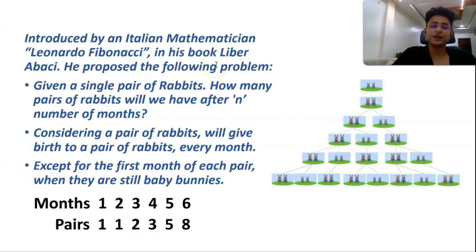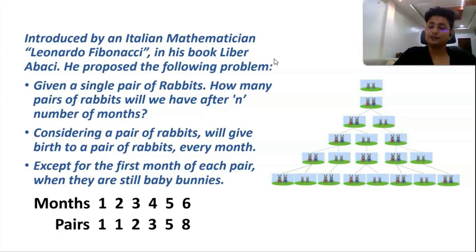So Fibonacci numbers were introduced by an Italian mathematician called Leonardo Fibonacci. In his book Liber Abaci, he proposed the problem where we were given a pair of rabbits and we have to calculate the number of pairs of rabbits we will have after n months. The catch here is a pair of rabbits gives birth to a pair of rabbits every month, except the first month when they are baby bunnies.